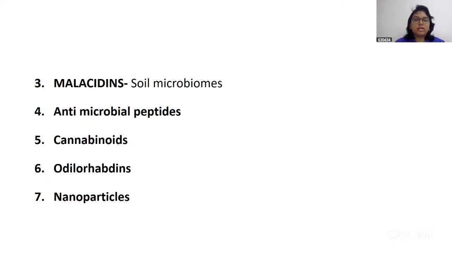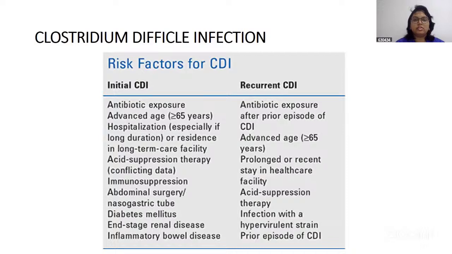And other experimental or under-research treatments, which I just wanted to make a note of: malacidins, which come from soil microbiomes and are being used in research, and antimicrobial peptides, which are extracted from the venom of insects. This is also under research. Cannabinoids, odilorhabdins, and nanoparticles. We all know nanotechnology is increasingly under research to deliver antibiotics with a targeted approach. So in future, it may give us some light. It may give us some extra options for a better treatment.